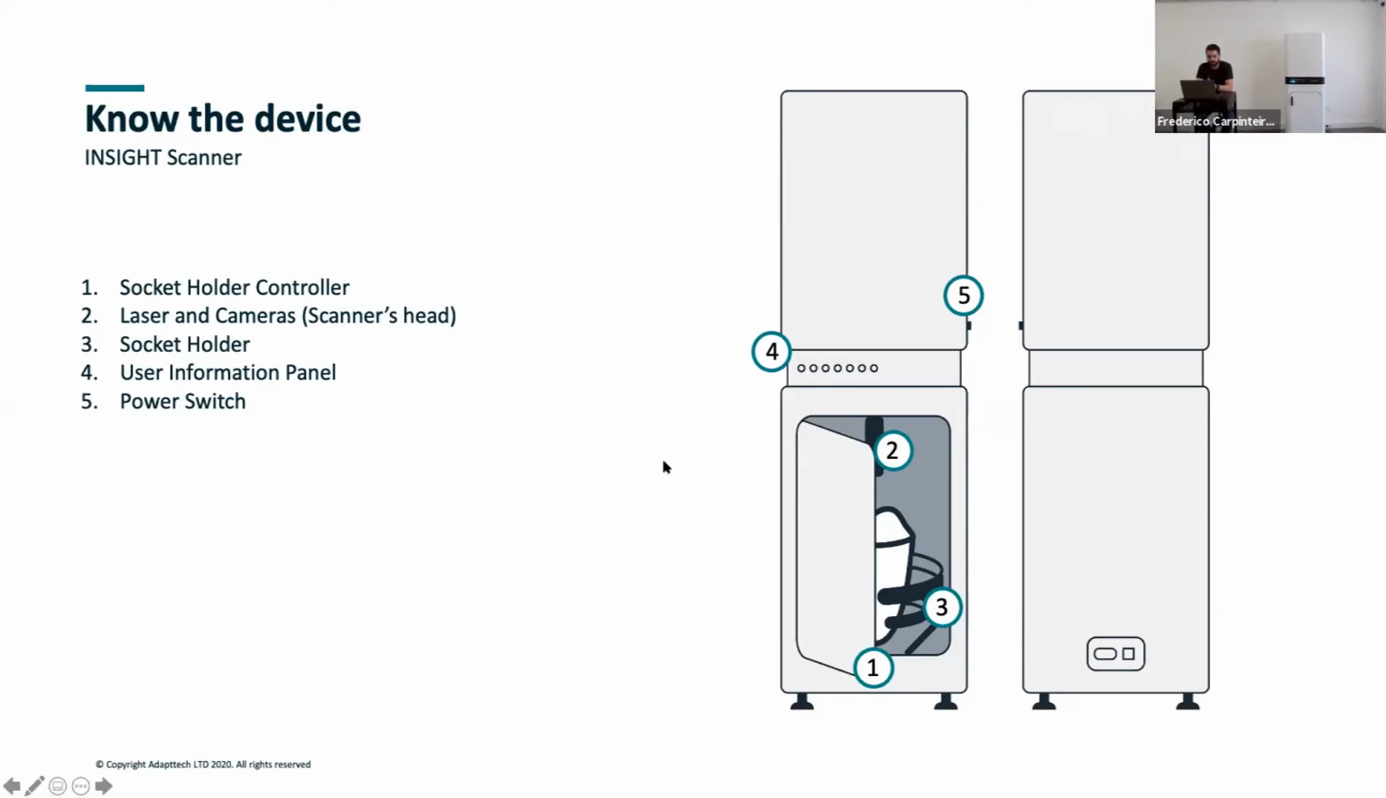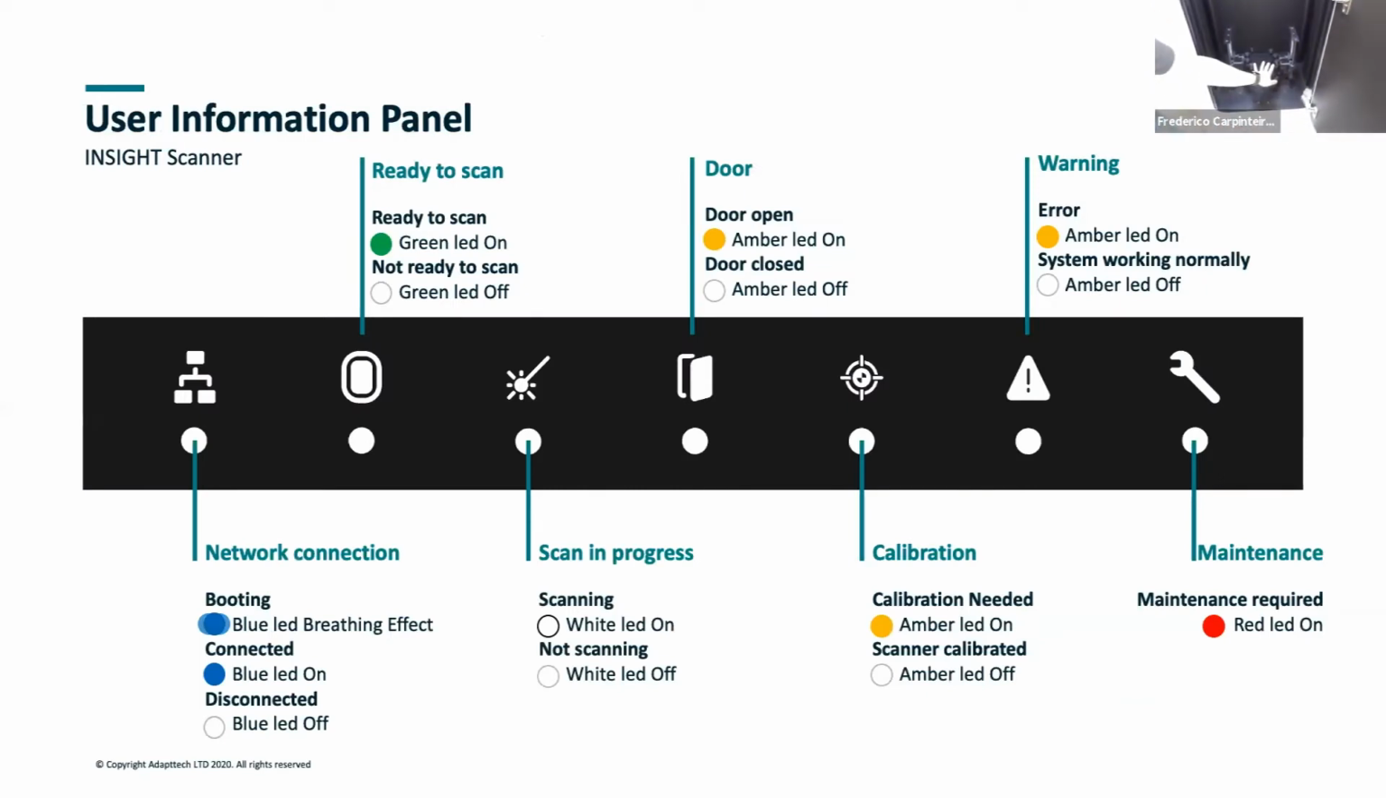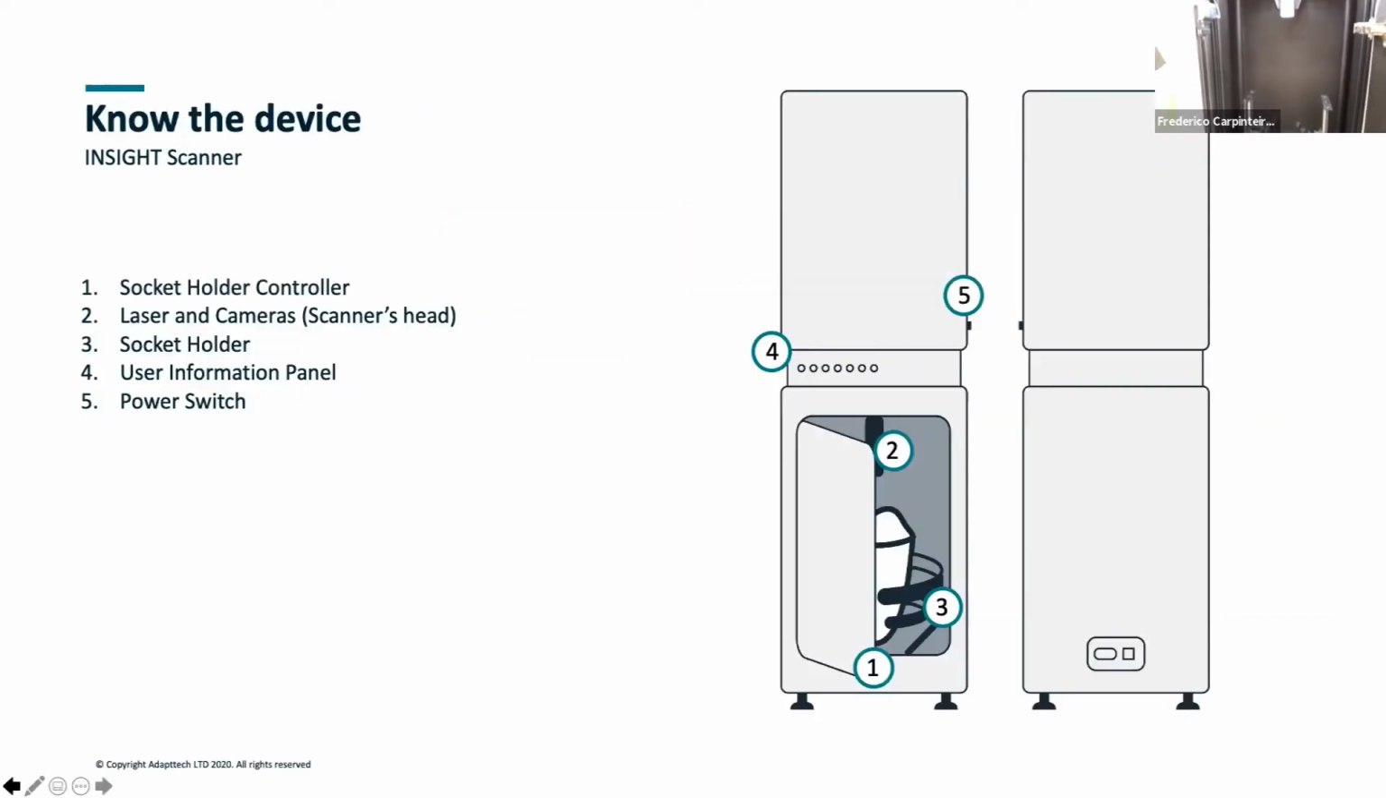So basically, starting with the scanner, it's a very simple device, as you can see, and there are 5 main parts in it. So you have the socket holder controller on the inside. So here on the bottom, you have the 2 buttons that control the opening and closing of the self-centering gripper. Then on the top, you have the camera laser assembly that will go into the sockets to create the 3D shape of the inner side of the socket. You'll have the socket holder itself, and then you have the main panel of the system that will give you feedback about how the system is behaving, and then you have the on and off button on the side. So very simple system, just 3 buttons to work with.